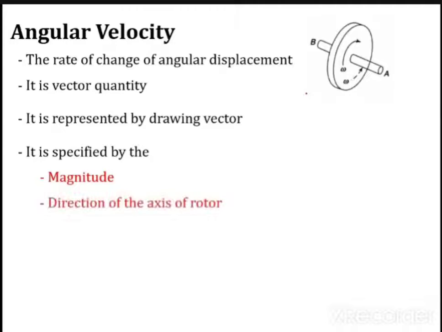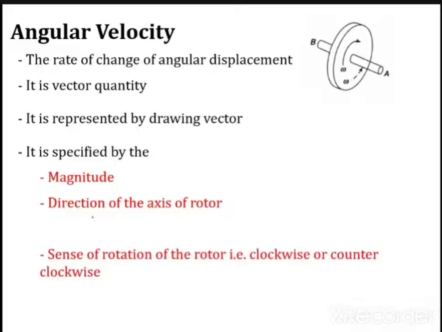Next, the direction of the axis of rotor. Second thing, what you have to consider, the direction of axis of rotor. And the third thing is the sense of rotation of the rotor. Means what? Let us say this is a disc now. So you have to understand what is the magnitude at which the disc is rotating, what is the direction of the axis of rotor, and what is the sense of rotation of the rotor, that is, whether the disc is rotating clockwise or counterclockwise. Is it clear? These are the 3 things. Is it clear or not?